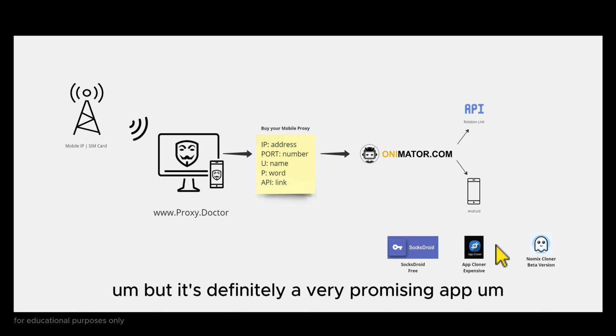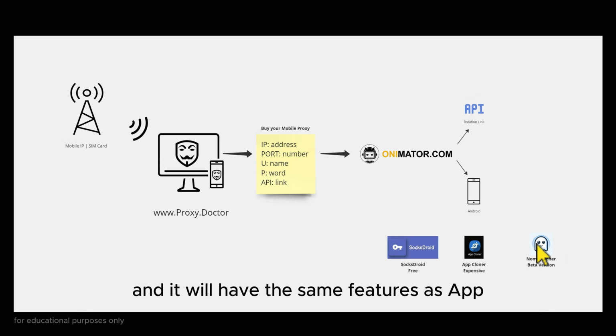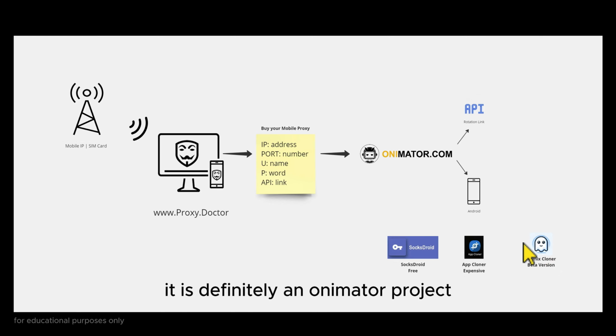We also recommend NomixCloner, which is still in beta. But it's definitely a very promising app, and it will have the same features as App Cloner, and it will for sure be cheaper than App Cloner, and it is definitely an Onimator project that they can be very proud of.